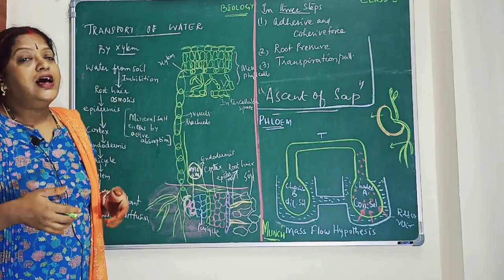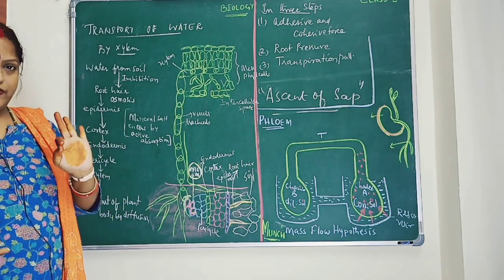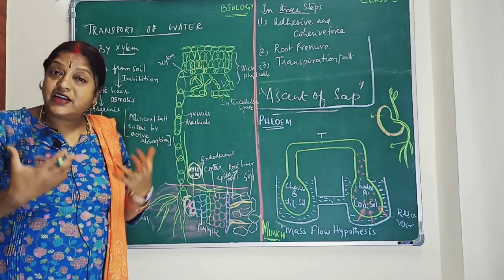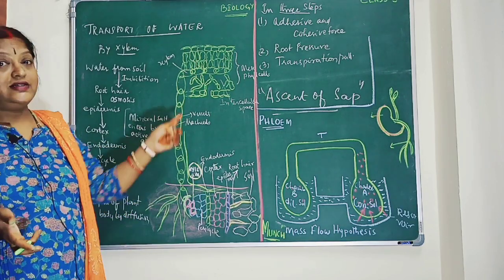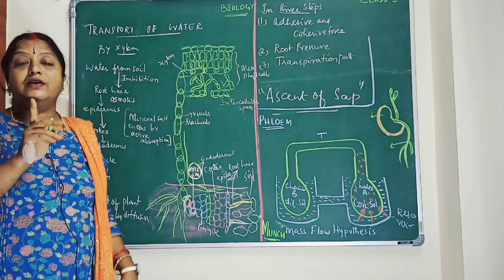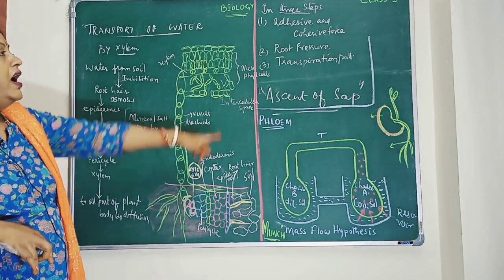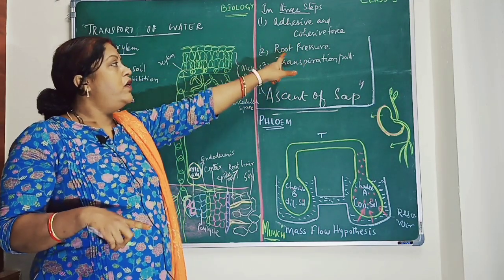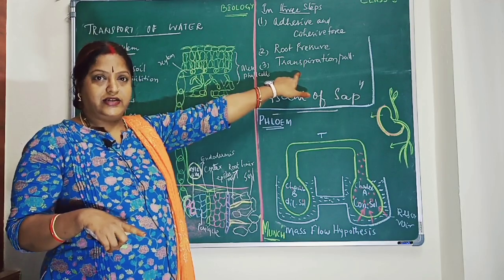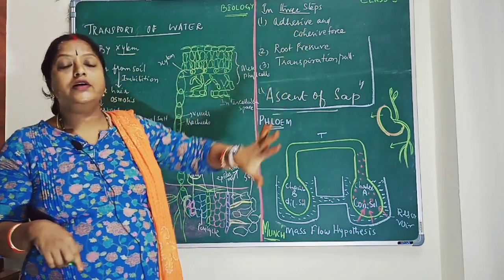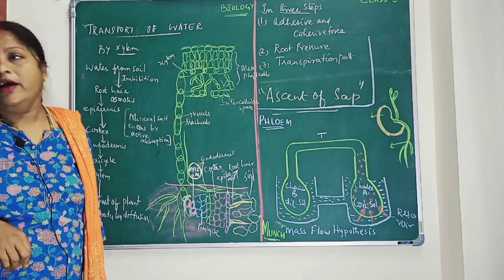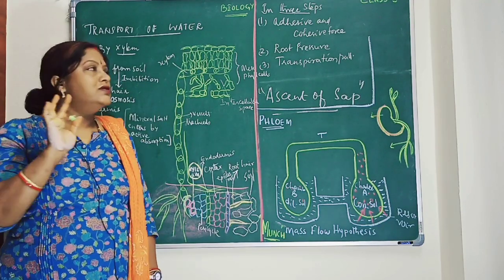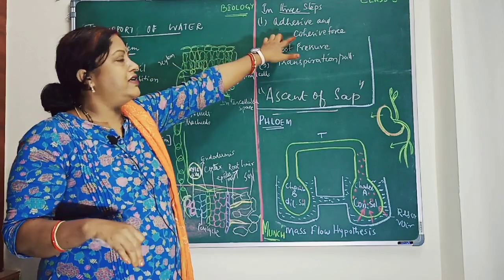Okay. For this, again there are 3 steps, children, and several studies were made by several scientists also. It is against the gravitational force, so it is a complicated process. Okay. So adhesive and coercive force, root pressure and transpiration pull help the water to move from the roots to all the parts of the plant body through xylem. Understood? So first one is adhesive force and coercive force.